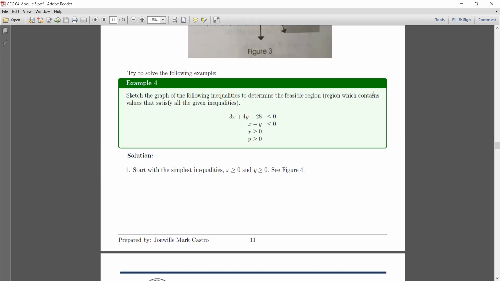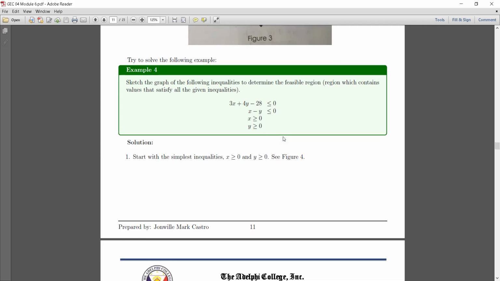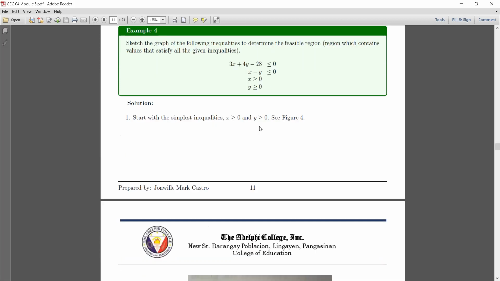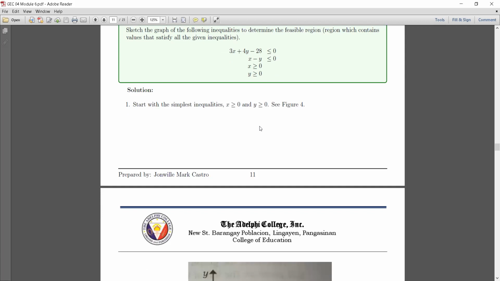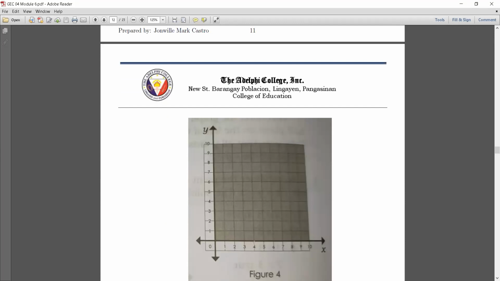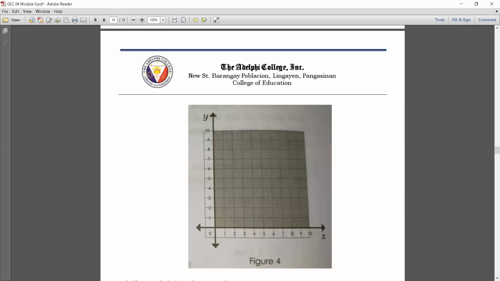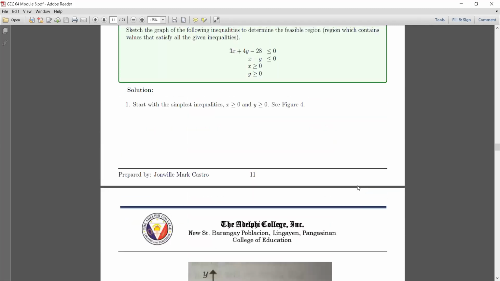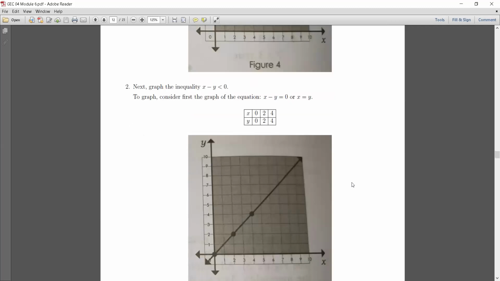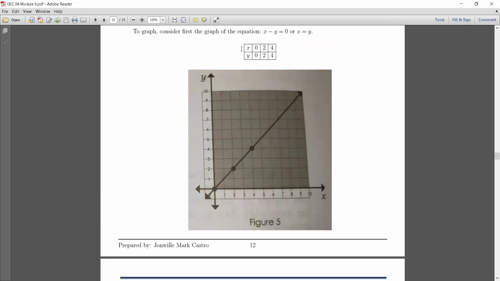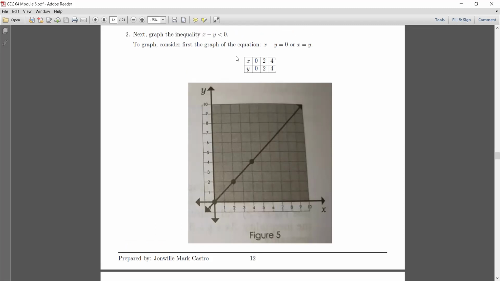So, next. Yung next example natin, sketch the graph of the following inequalities to determine the feasible region. Okay, so meron tayong 4. So yung pinakamadali, yung x is greater than or equal to 0 and yung y is greater than or equal to 0, which is yung x and y axis lang. Okay, since may equal sign, then solid yung line natin. Okay, next, yung x minus y greater than or equal to 0. Okay? So, yung x minus y greater than or equal to 0.